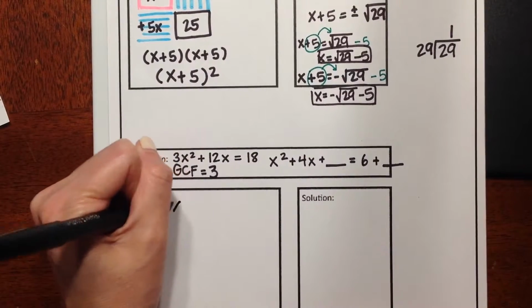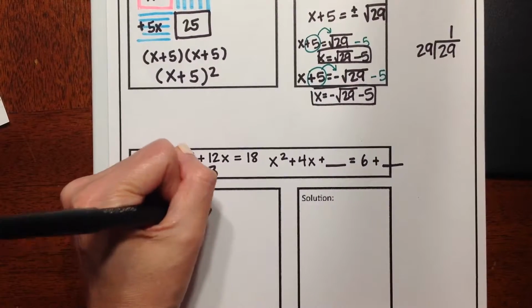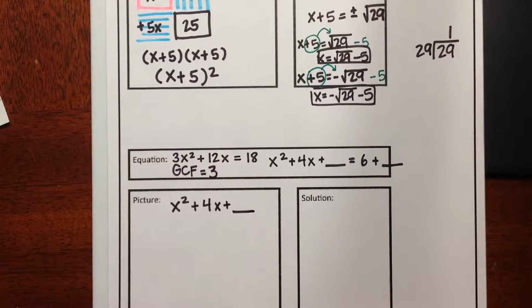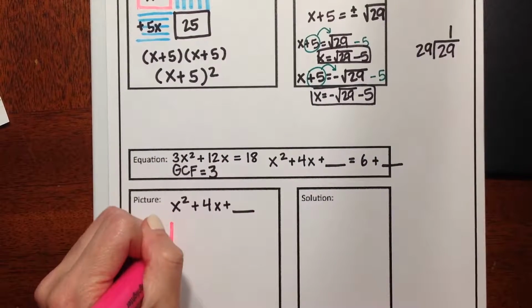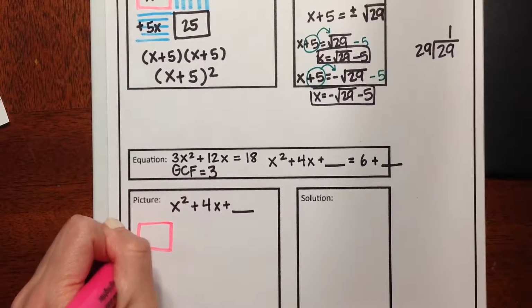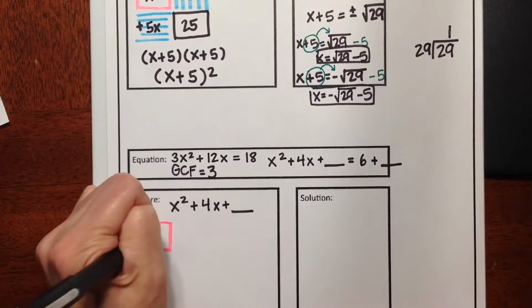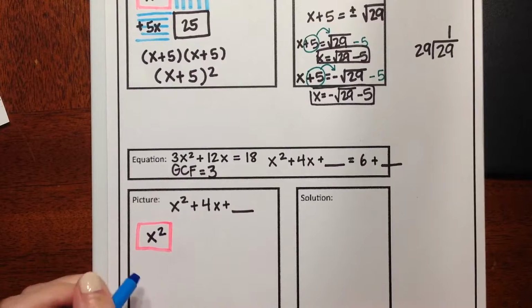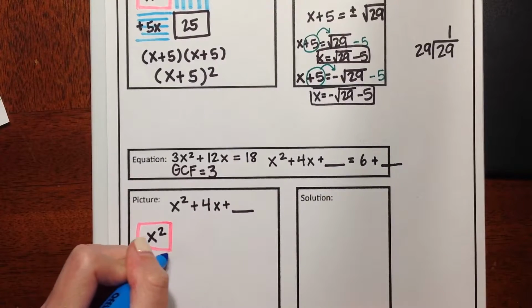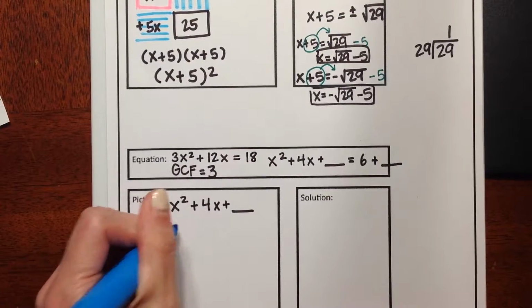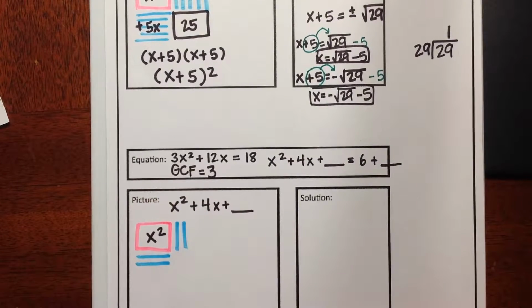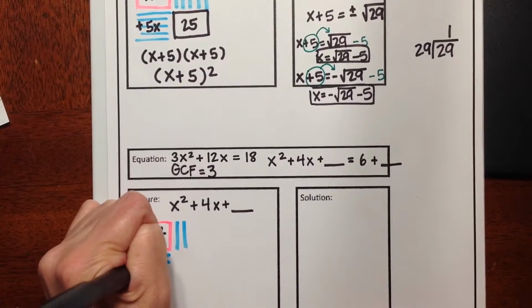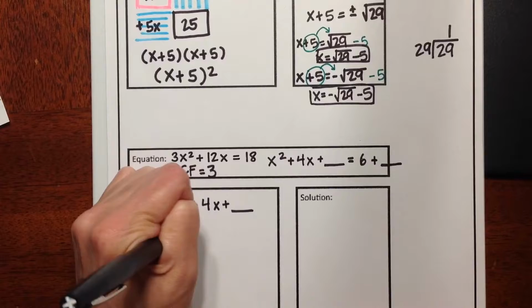So I'm going to draw my picture of x squared plus 4x plus blank. So I want to draw a picture for my x squared. And now I have to think, okay, if I've got 4x, how could I divide that up evenly so that I have the same number of rectangles on both sides of my x squared box? And the answer is 2 on each side. That will combine to make 4. So this is going to represent plus 2x plus 2x.